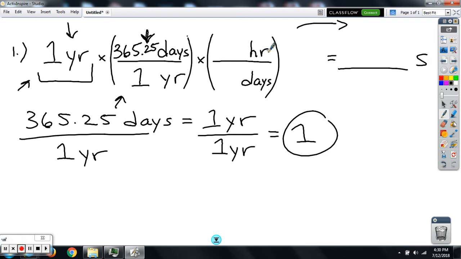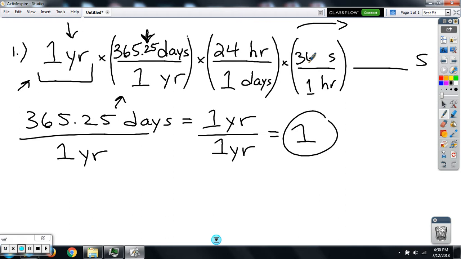And so the ratio is, I can tell you that there are 24 hours in 1 day. And you could then go into minutes and then go into seconds. But let me just jump an extra step here because I'm running out of room. I can tell you that in 1 hour there are 3,600 seconds. 60 seconds in a minute, 60 minutes in an hour. 60 times 60 is 3,600.